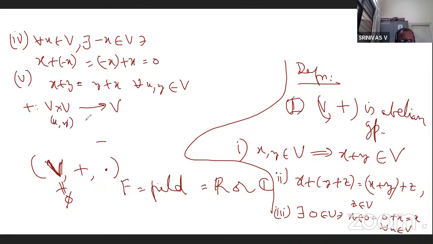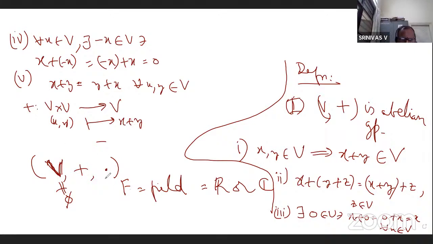Because the sum is again in V, the plus image of an ordered pair x and y coming from V cross V, that is x comma y, is taken to x plus y by this plus. So plus is a binary operation by the property 1. We say plus is a binary operation on V, and also we say V is closed under plus.